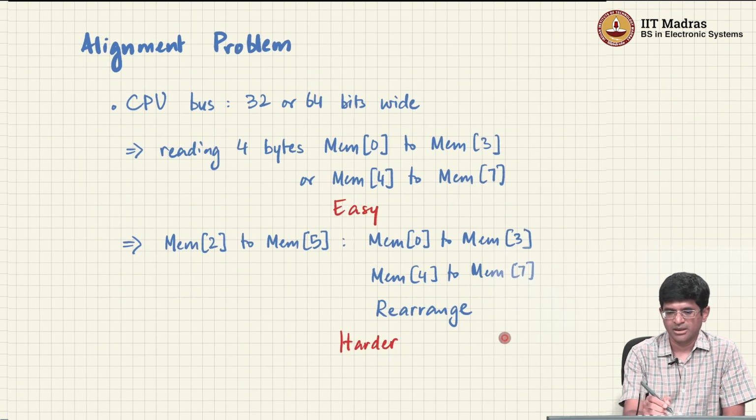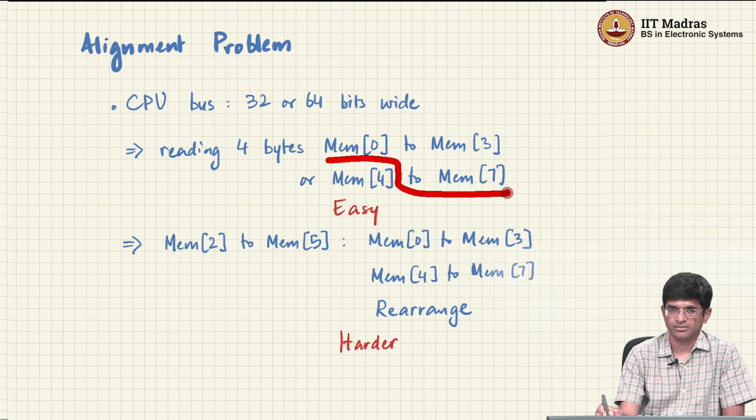Why is that? Because a CPU bus is typically either 32 or 64 bits wide, which means that reading 4 bytes, 32 bits, from memory at a time is easy. I can basically take in a chunk of values mem of 0 to mem of 3 at one shot, or I can take in mem of 4 to mem of 7, or if I had a 64 bit bus, I could take mem of 0 all the way up to mem of 7 into the CPU register at one shot.